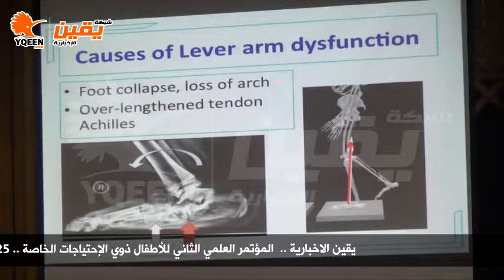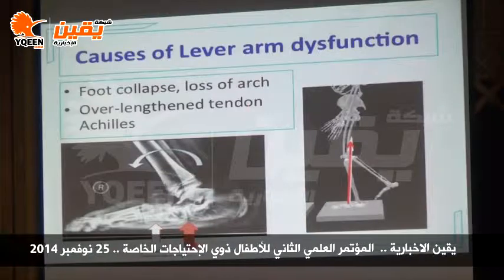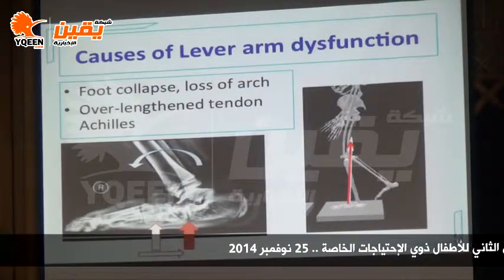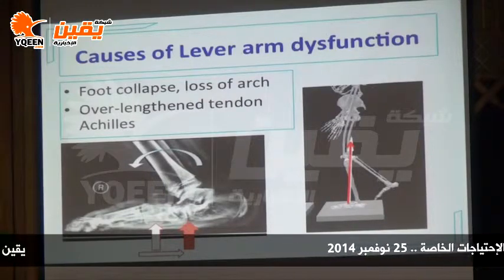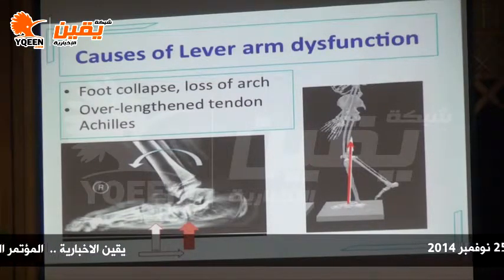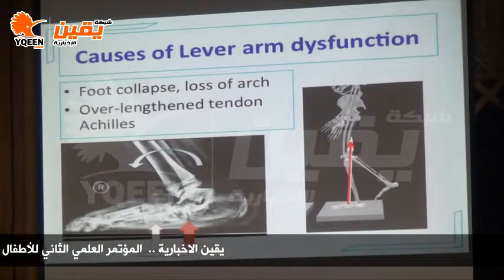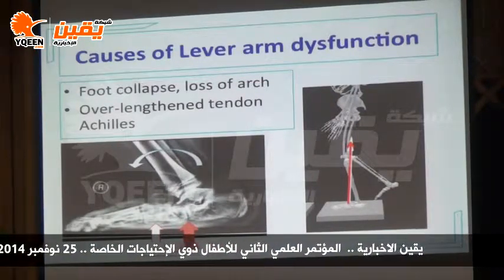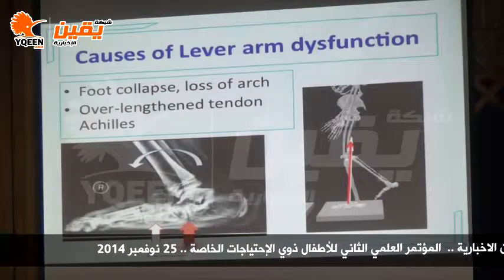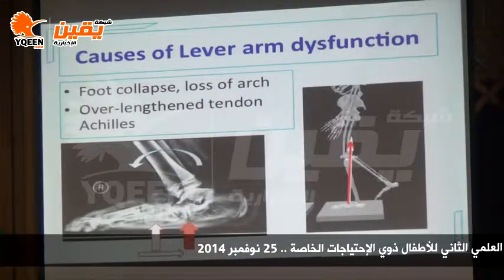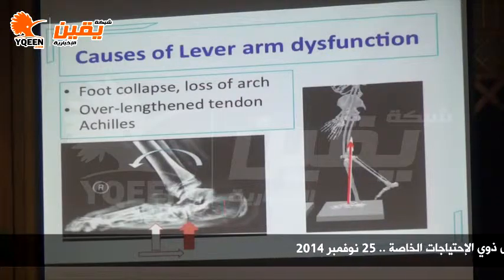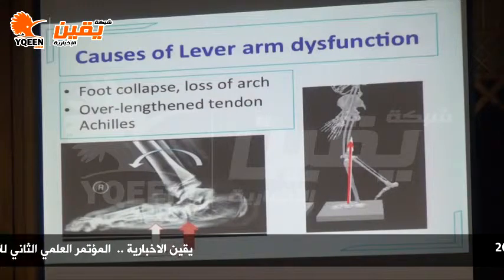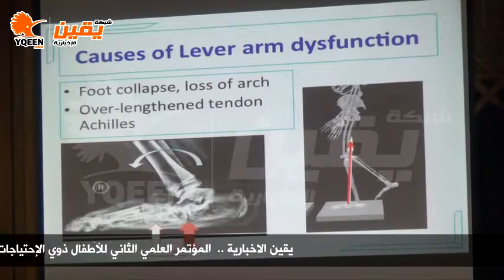The other cause of lever arm dysfunction is the foot collapse or loss of the arch and over-lengthened tendon Achilles. And this is a real problem we face. Early excessive lengthening of the tendon Achilles, especially in presence of proximal deformity or presence of proximal hamstring tightness, and the surgeon only does tendon Achilles lengthening. In this case, the tibia will fall anteriorly and the plantar flexor will not be able to stabilize the tibia straight up over the foot. And this will produce flexion deformity of the knee.